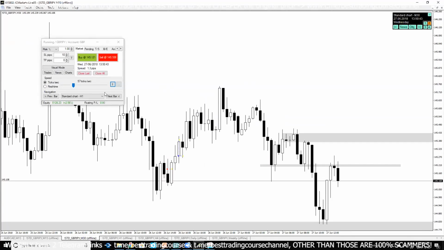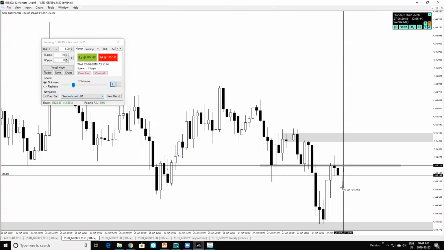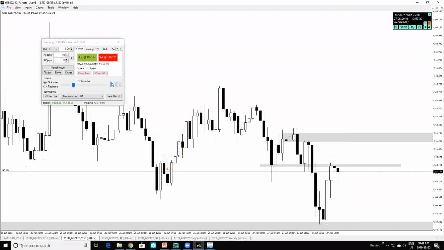Oh wow, look at that drop. It dropped and is going up. That should have been a good trade here. What, like 10, 11, 12 pips? It's not too bad.